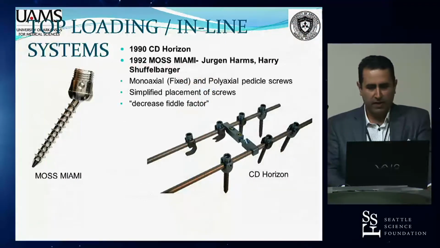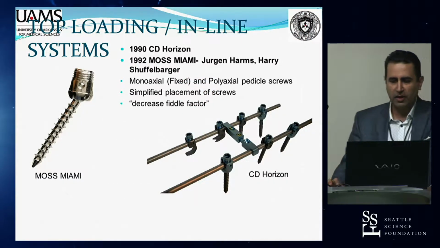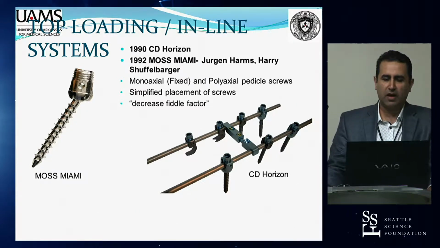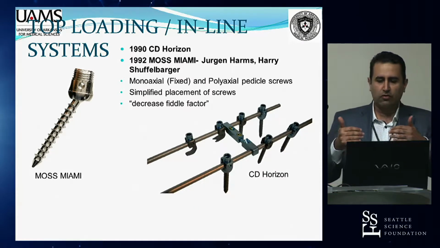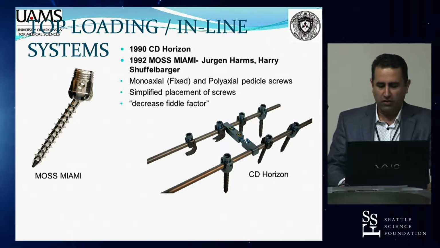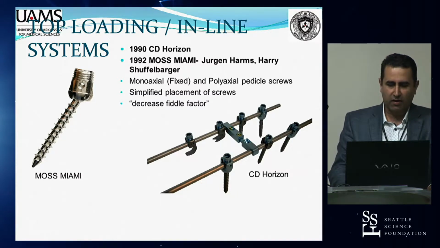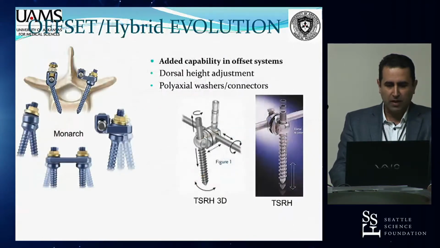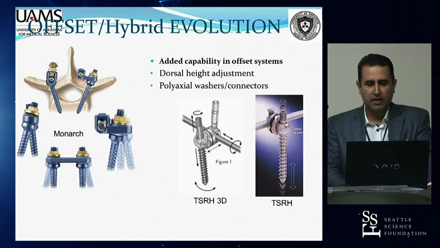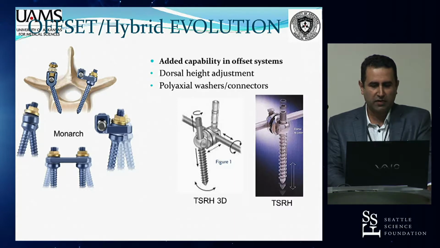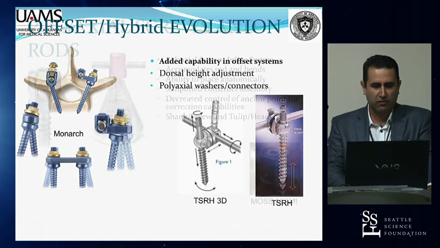And then, of course, Jürgen Harms and Schuffelbarger brought about the Moss-Miami system, where there was polyaxial ability added to the monoaxial screws, and you could drop the rod on top of these screws, or through these screws, sorry, decrease the fiddle factor. Offsets came into being. There was a hybrid offset evolution, washers, connectors. There were 1,000,001 different components to the instrumentations, which made them cumbersome to use, but very powerful.